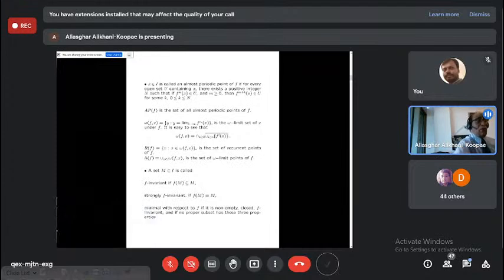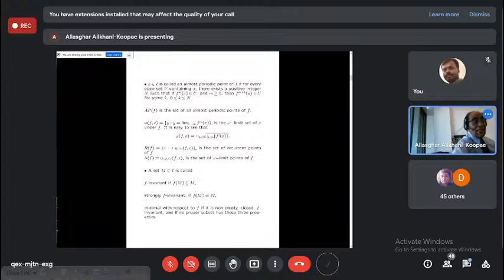So a point x in the interval I is called an almost periodic point of f if for every open set U containing x, there exists a positive integer n such that if f^m(x) is in U and m is greater than or equal to 0, then f^(m+k)(x) is in U for some k between 0 and n. So it means that for every window between 0 and n, each time there is one of these iterates in U. The set of almost periodic points is denoted by AP(f).